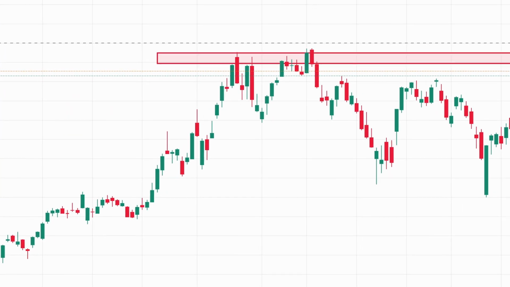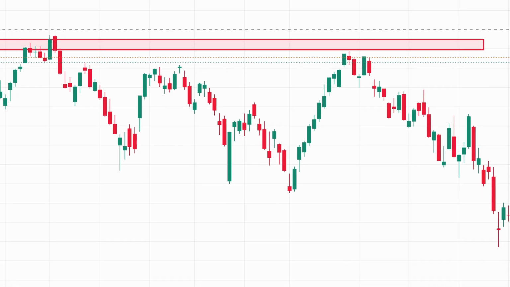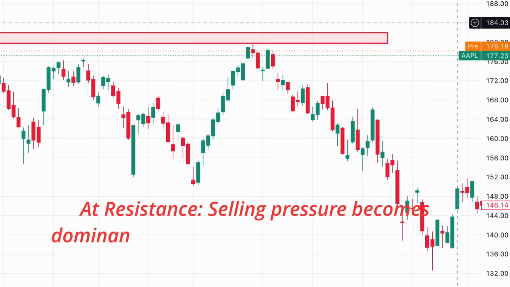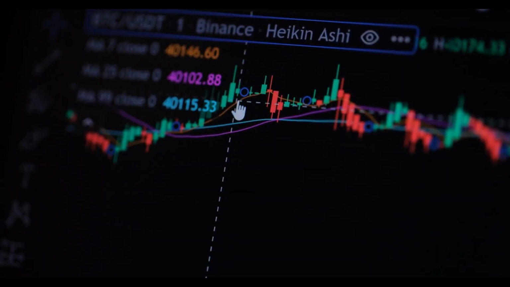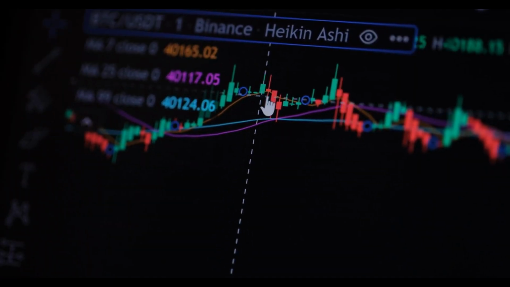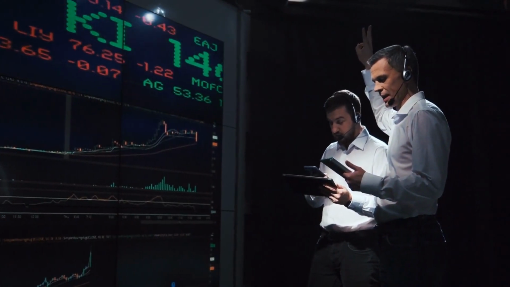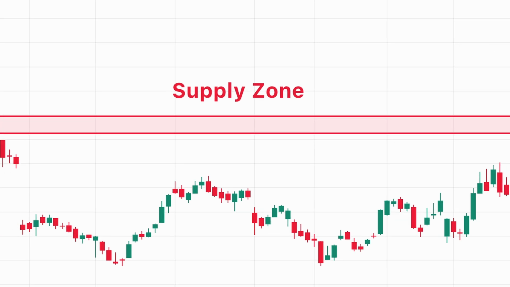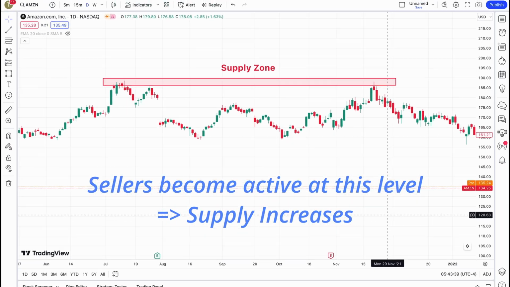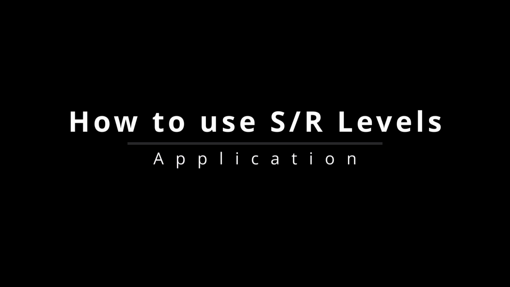Resistance as a glass ceiling. Resistance levels, on the other hand, act as glass ceilings for rising prices. They indicate areas where selling pressure becomes dominant, preventing the price from climbing higher. Just like support, resistance can be based on psychological factors or historical price interactions. At resistance, supply overtakes demand, which is why it is also referred to as supply zone in demand and supply trading.